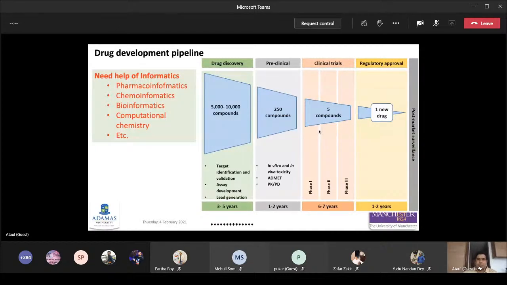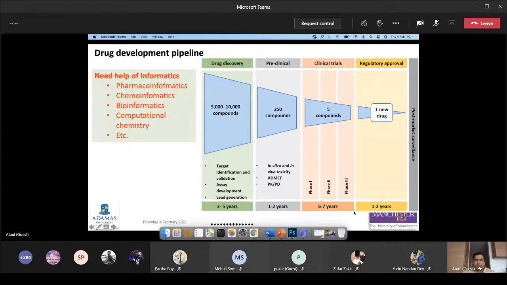Once you have a few molecules, for example 250 or 500 or 1000, you can go for experimental validation. It may take 1 to 2 years, and then there are phase 1, phase 2, phase 3, and so on. Finally, if you are lucky, you may have one molecule in your hand, and then go for post market surveillance and then the market. On average it will take about 15 years, roughly 10 to 15 years, maybe more. This is very time consuming, and you also need huge resources, and money.